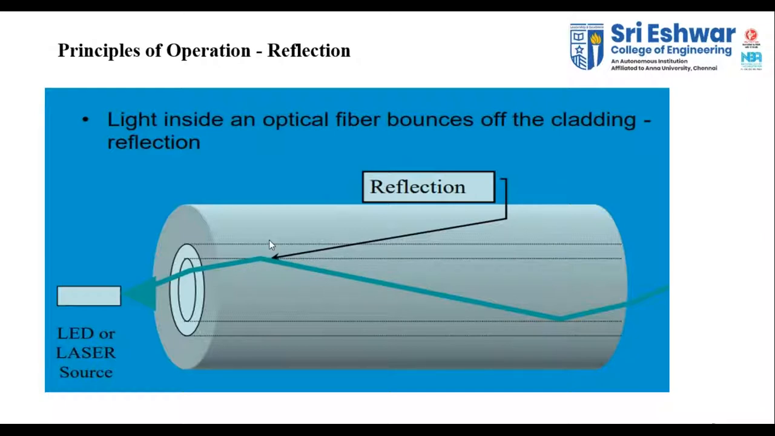Condition number two: theta I should be greater than theta C. The angle of incidence should be greater than the critical angle. When these two conditions are satisfied, reflection automatically happens, and the light is reflected again and again. That is reflection, not refraction.